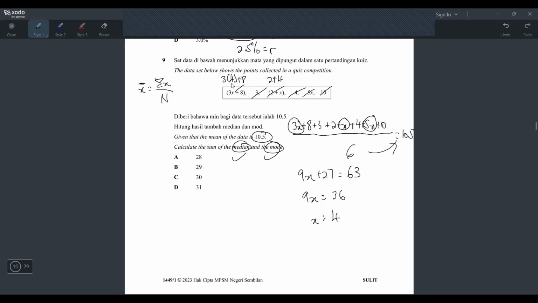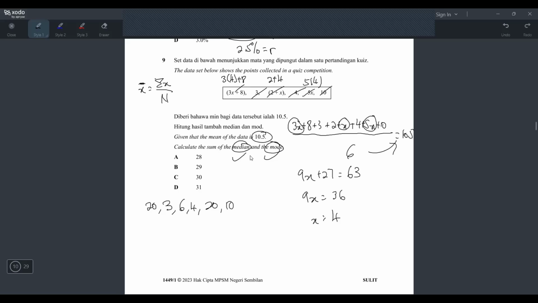So what is my data now? 3 times 4 is 12. 12 plus 8 is 20. So my first number is 20. Next number is 3. And then next number is 2 plus x, which is 2 plus 4, 6. And then 4. 5x means 5 times 4. So it's 20. And then it's 10. But what the question wants, they want the sum of median and mode. So I need to find my median and mode.